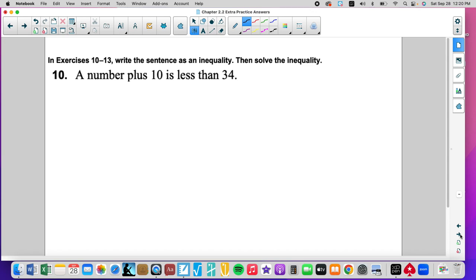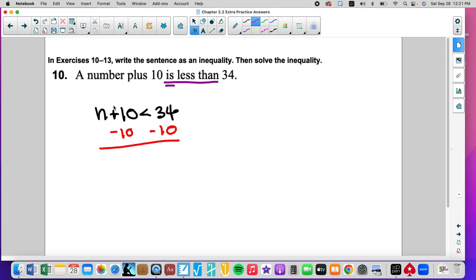I like this. So this is a good skill that you should be practicing. It says a number plus 10 is less than 34. So when we have this phrase, is less than, we know that that is an inequality. Is leads us to believe that it's an equal sign, but then is less than turns it into an inequality. So a number, it's a variable, plus 10 is less than 34. And then solve the inequality. We don't have to graph it, we just have to solve it.